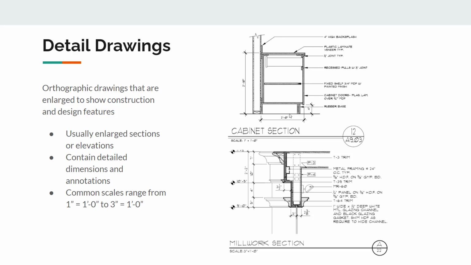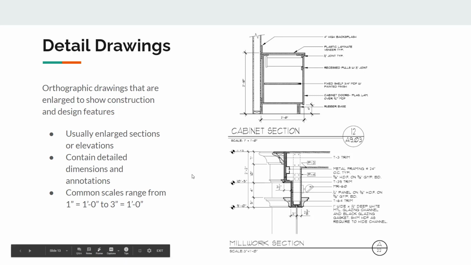All right, so in this example, we can see a cabinet section, and it's showing us a section through the side of a cabinet. We can see the wall here that the cabinet is attached to. We can see exactly how high that cabinet is, and then we can see what all these different pieces that build the cabinet are. All right, so we can see that we have a rubber base here. We have cabinet doors. We can see that the material is a plastic laminate. And then below that we have a millwork section.